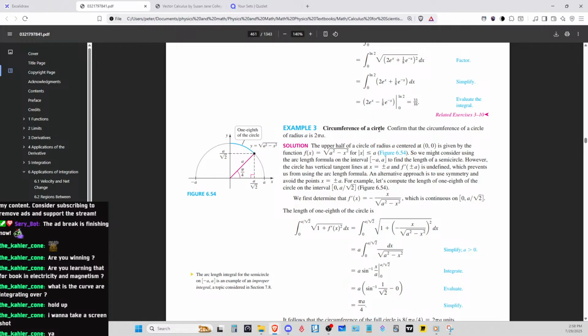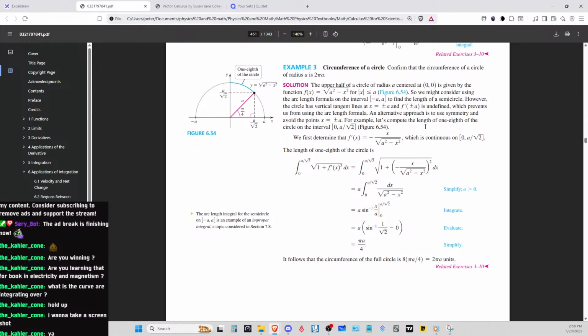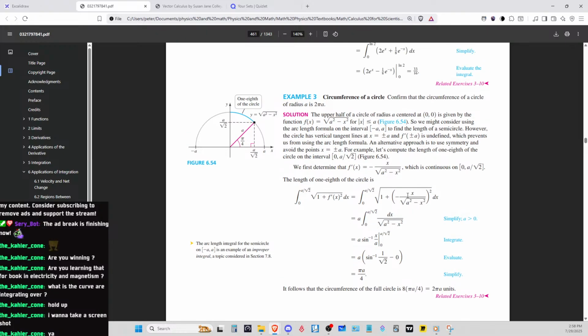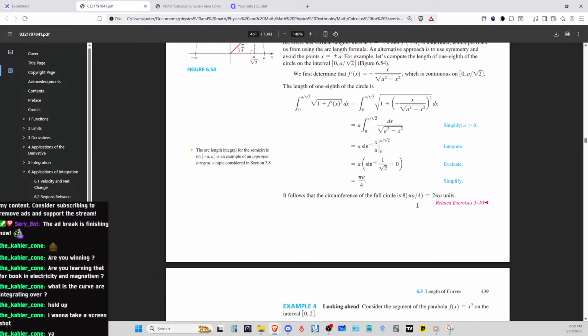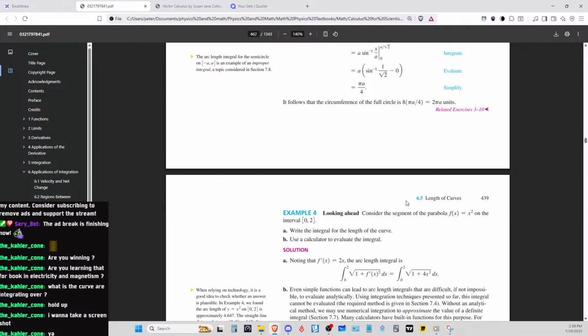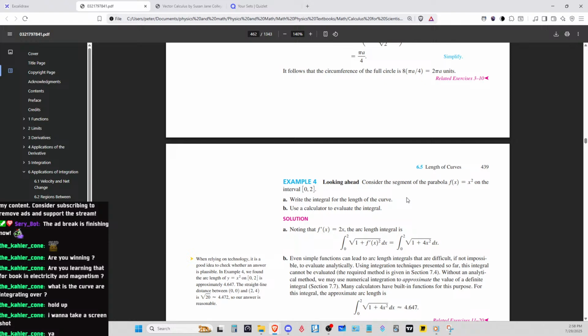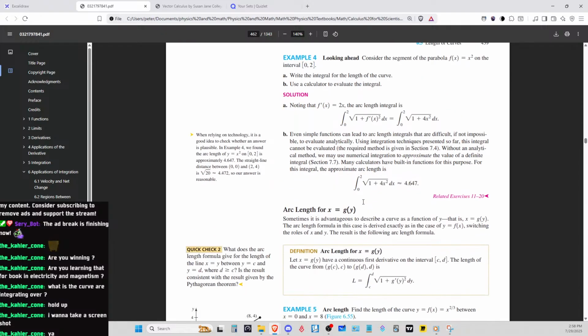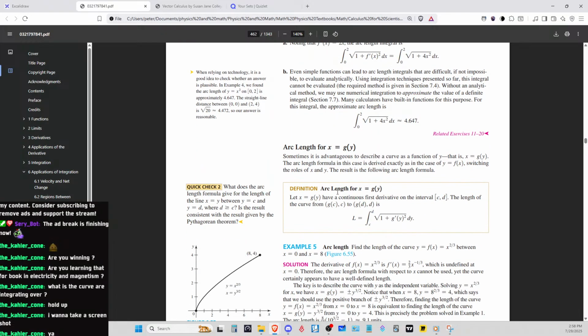Let's see, circumference of a circle. Confirm the circumference of a circle. Let's see, looking ahead, consider the parabola. So let's see the arc length of, oh, this one's for y.